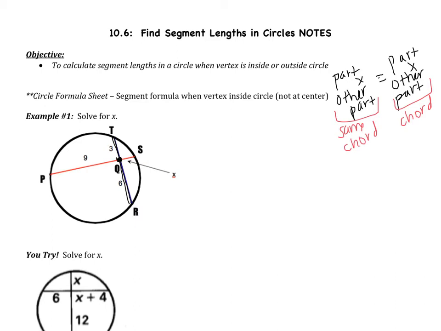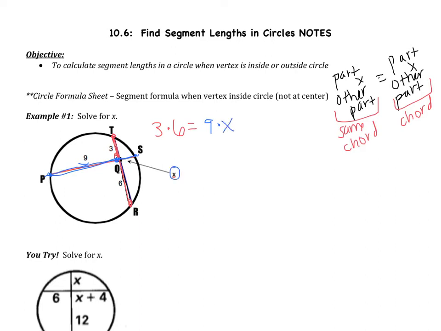One part of the chord is from T to Q. So that's going to be 3 times. The other part of the chord is from Q to R, which is 6. So 3 times 6 equals. Now we're going to look at chord PS. One part of the chord is from P to Q, which is 9, times. The other part of the chord is from Q to S, which is the part that we're calling X.